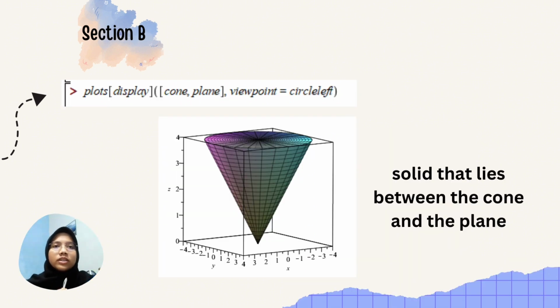And lastly, the coding is plots, open bracket display, and then close bracket, open bracket cone, comma plane, close bracket, and comma viewpoint equal to circle left. Here you can also use circle right, but I use circle left, and then close bracket. After clicking enter, you will get this shape, which is the solid that lies between the cone and the plane.